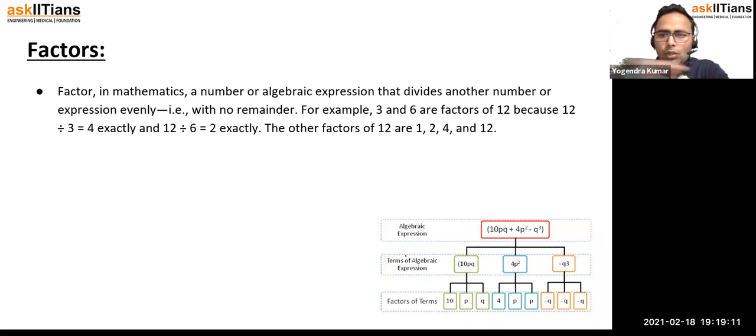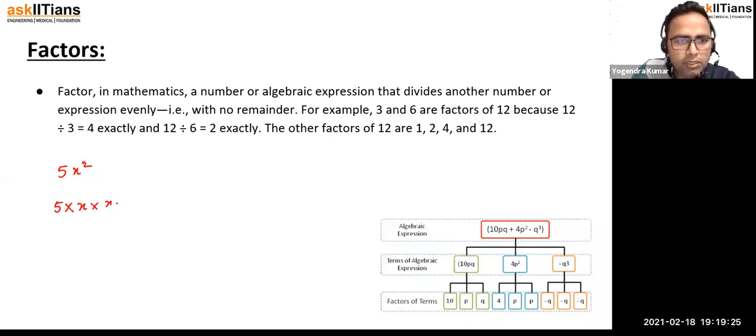As of now, what we have understood so far is the term. Now suppose I say 5x square. This is just one term, right? How many factors are there? 5 into x into x. These are the factors, three factors we have here, right?